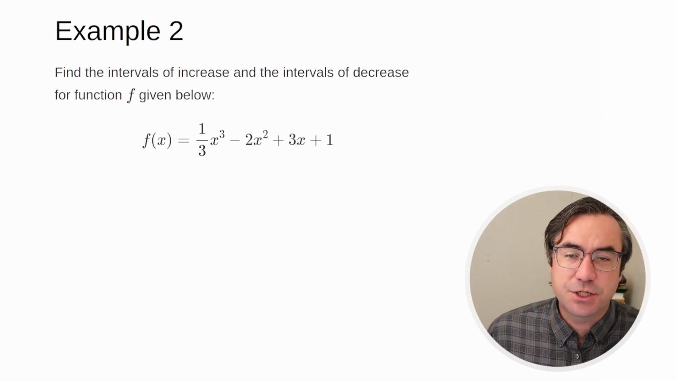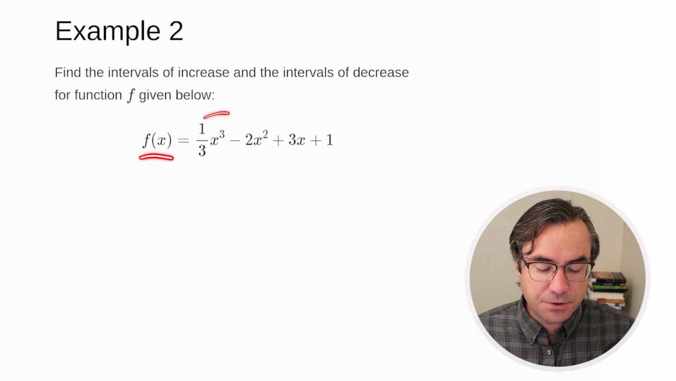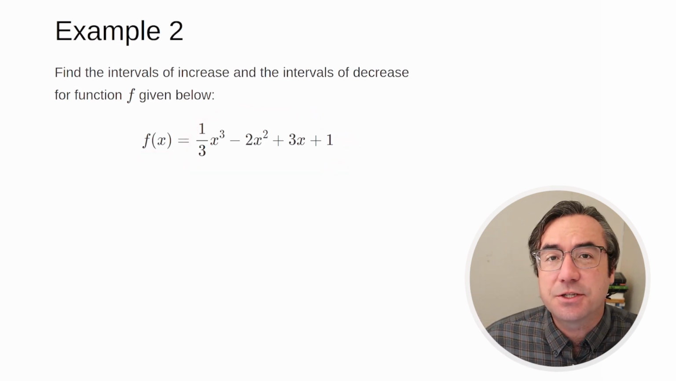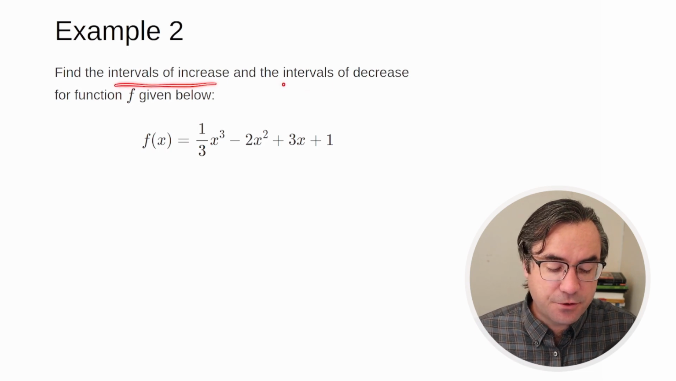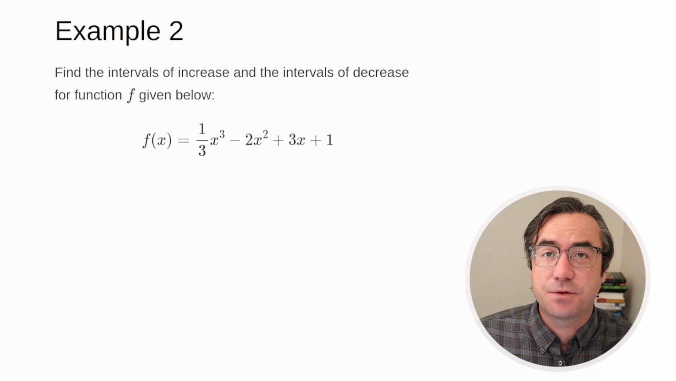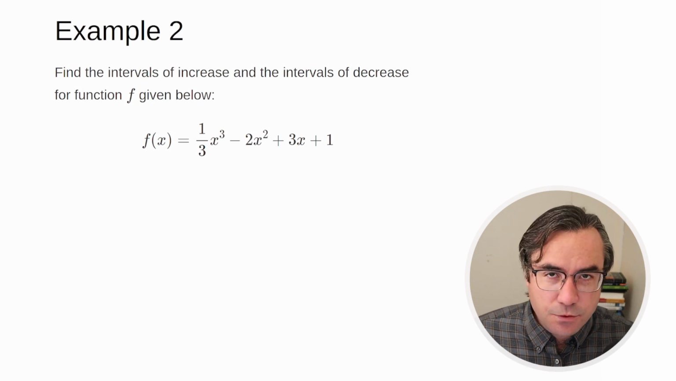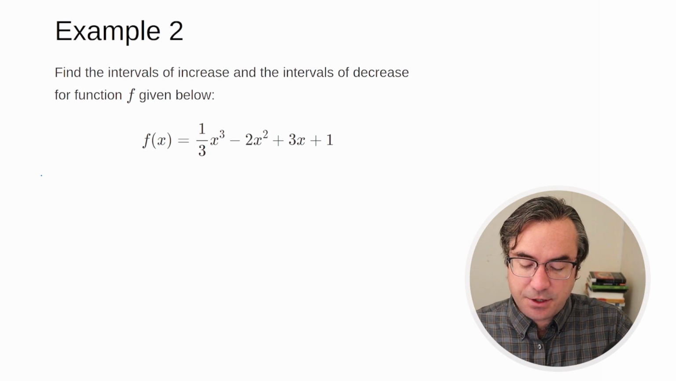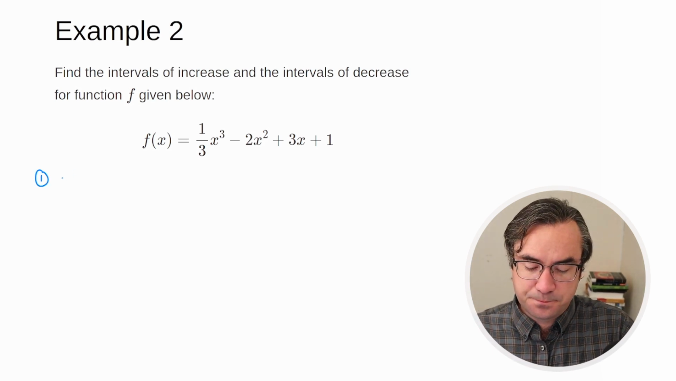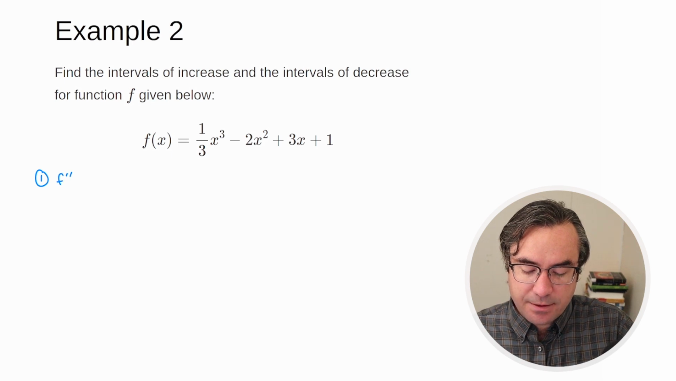So we have this function here, f of x equal to 1/3 x cubed minus 2x squared plus 3x plus 1. And we're going to find the intervals of increase and the intervals of decrease for this function. And we're going to use this technique. So our first step is to calculate the derivative. So we want to get f prime.